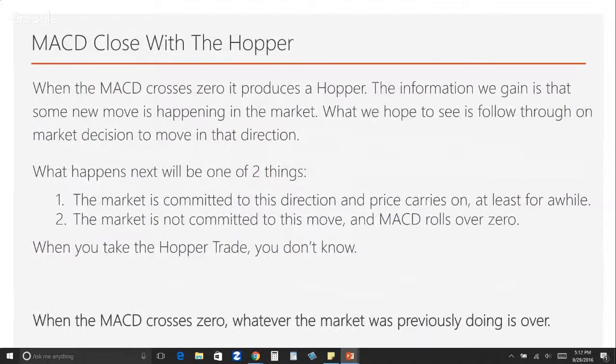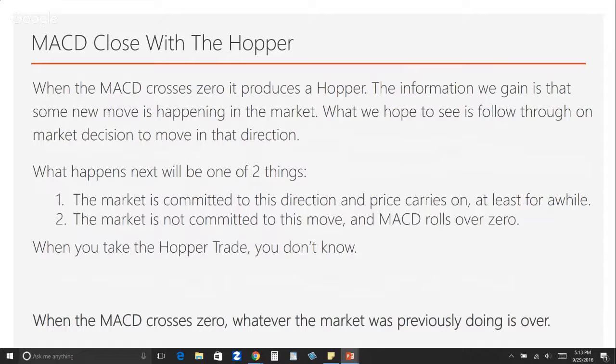All right, so when the MACD crosses zero, it produces a hopper. The information we gain is that some new move is happening in the market, and we hope to see it follow through on market decision to move into that direction. So what happens next will be one of two things. Number one, the market is either committed to this direction and price carries on, at least for a while, or number two, the market is not committed to this move and the MACD rolls back over zero.